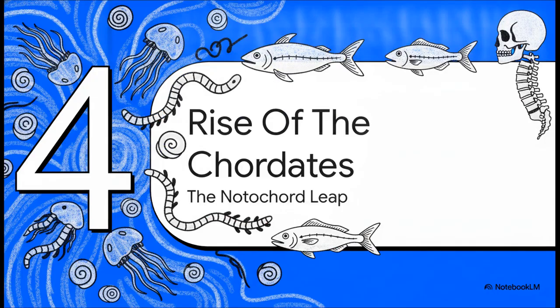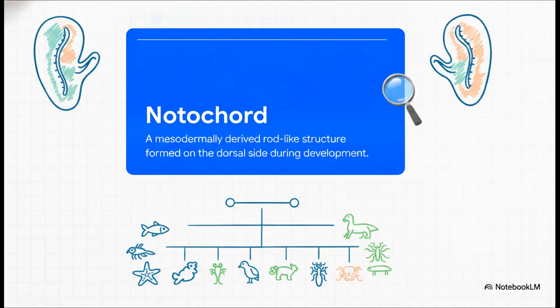Section 4. Rise of the chordates, the notochord leap. So, the crucial point we've reached now is the mechanism that separates them from us, the notochord. It sounds super complex, right? A mesodermally derived rod-like structure formed on the dorsal side during embryonic development.